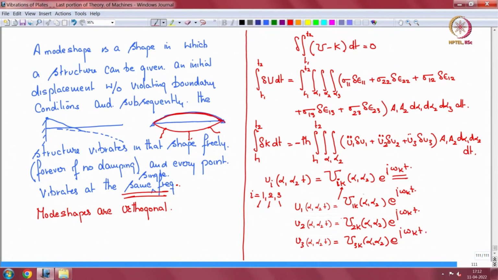So this entire shape in the three directions is called a mode shape. It's not that this is one mode shape and that is another mode shape. A single point is undergoing this movement, and this entire shape is called a mode shape.